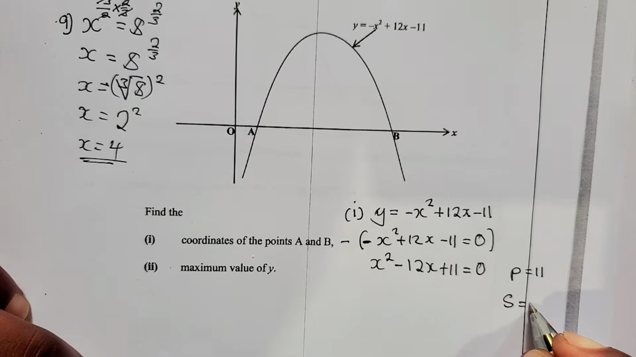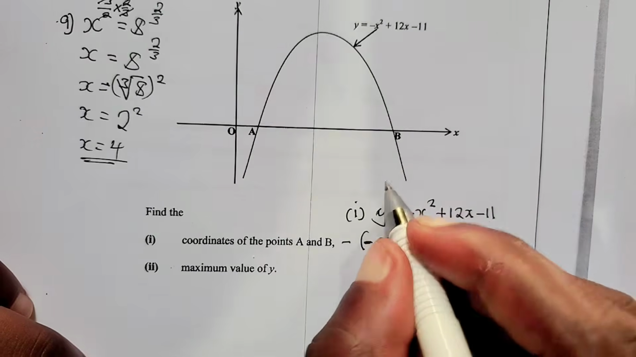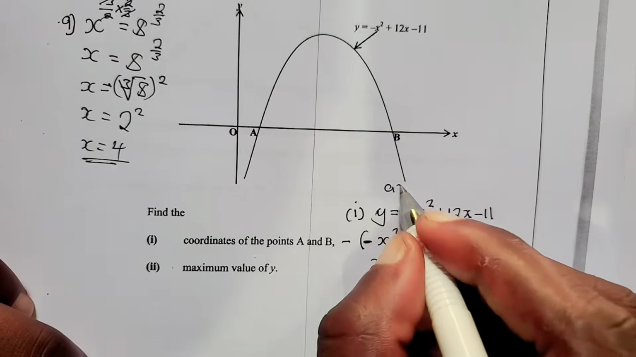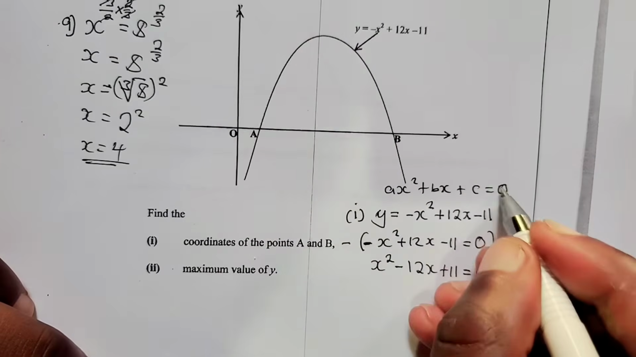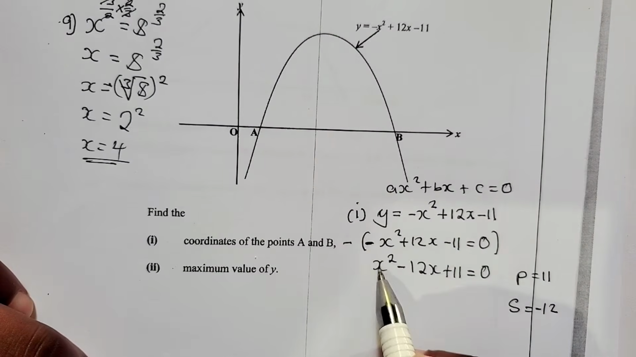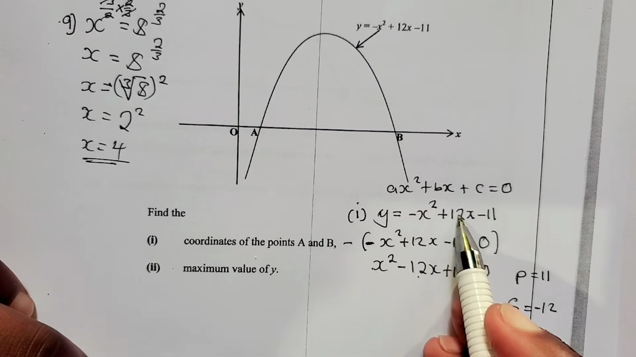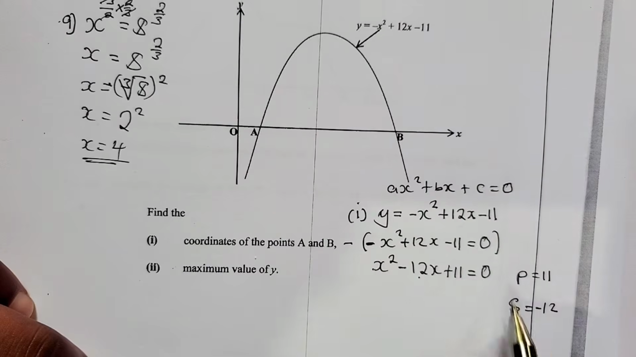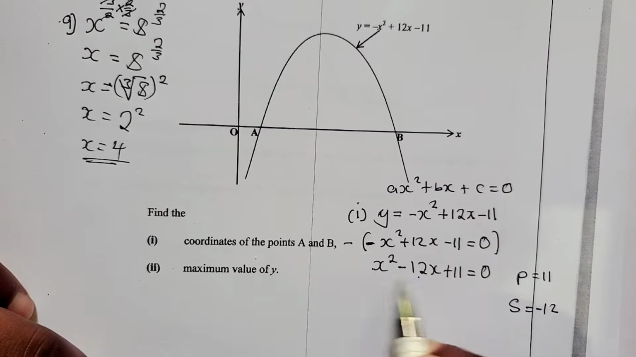Where am I getting the A, the B, the C? The format of any quadratic equation is ax squared plus bx plus c equals 0. So A is the number in front here, which is just 1. B is the number in front here, which is negative 12. C is 11 since we're using this here.